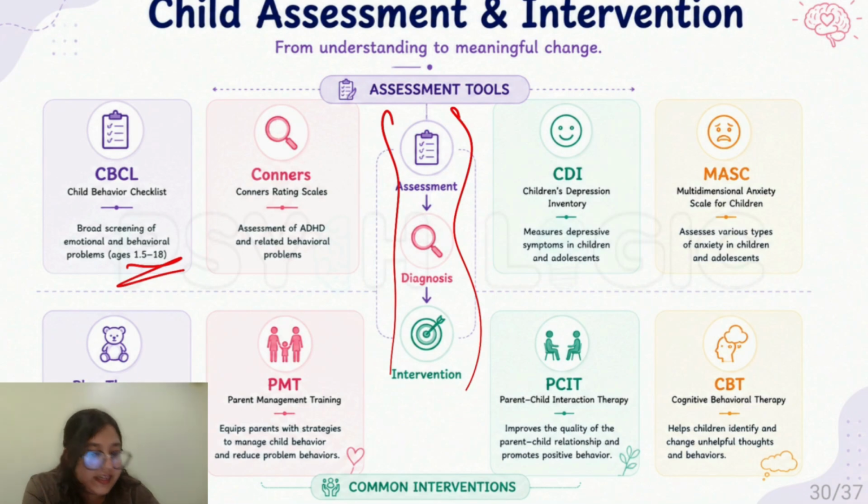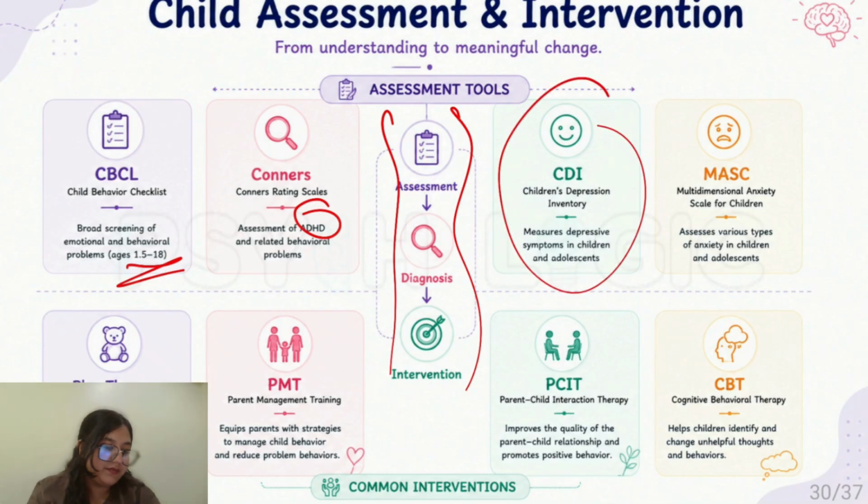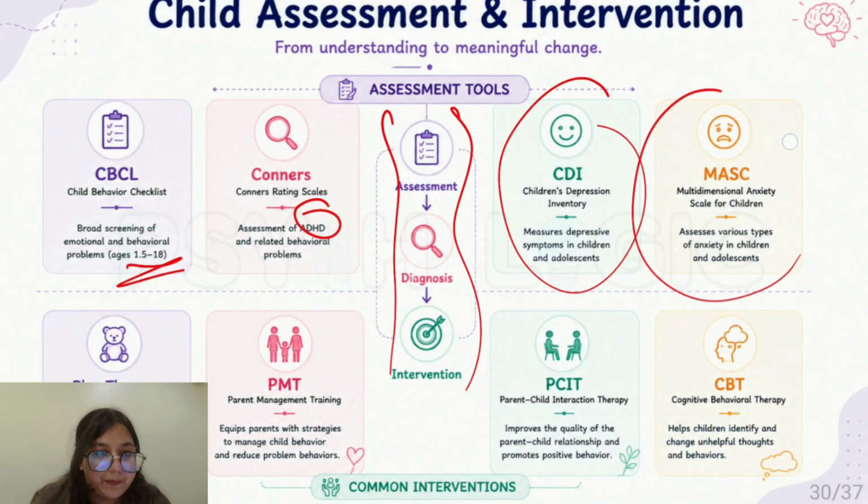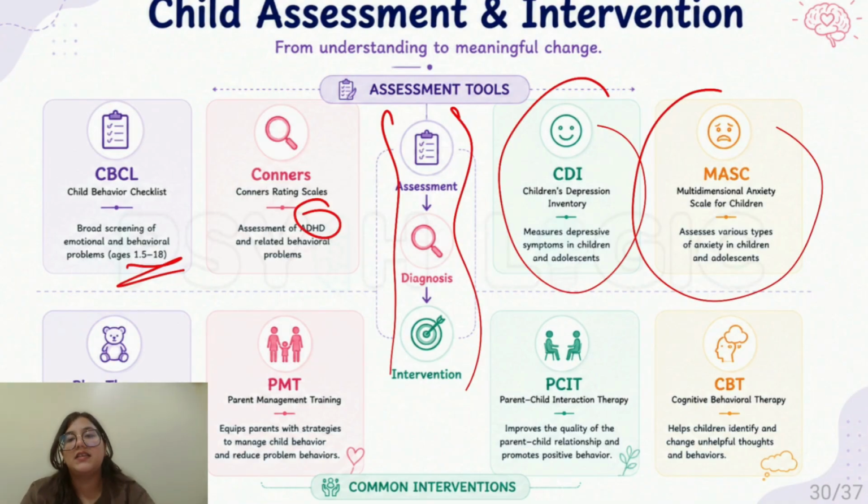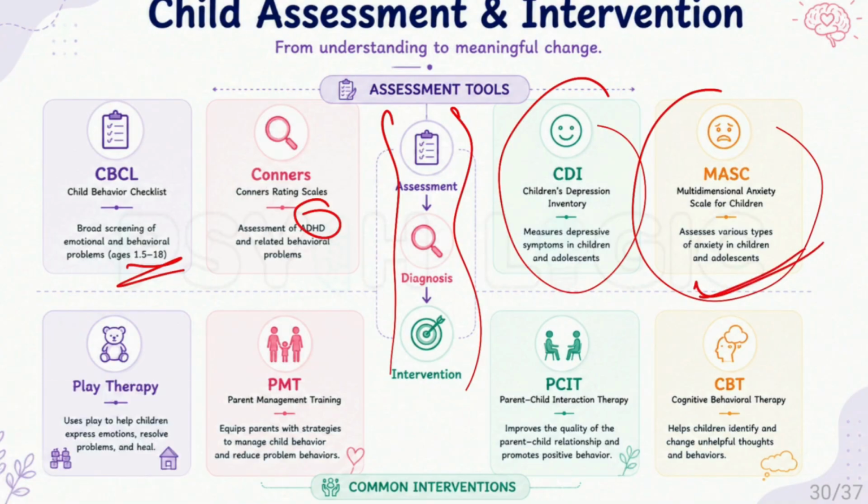Then we have Conners rating scale. It is specific for ADHD. We have already discussed that with ADHD. It assesses ADHD, hyperactivity, impulsivity, inattention, and can be completed by parents and teachers. Then we have child depression inventory, in the situation where we want to assess depressive symptoms in children. Then we have multidimensional anxiety scale for children. Similarly, if we want to assess anxiety symptoms in children, that is where we use this.